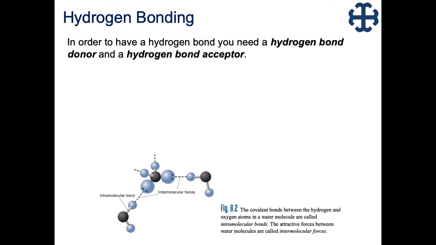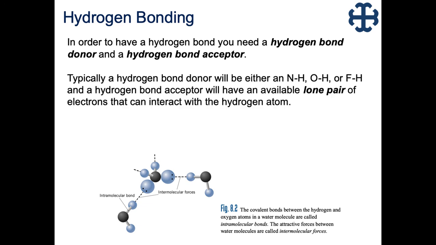So something to consider, in order to have a hydrogen bond, we need a hydrogen bond donor and a hydrogen bond acceptor. And so your hydrogen needs to be bound to an oxygen, nitrogen, or fluorine in order to be a hydrogen bond donor. So you need NH, OH, or FH. But to have a hydrogen bond acceptor, you just need an available lone pair. So anything with a lone pair of electrons on it can form a hydrogen bond as a hydrogen bond acceptor through the lone pair. So in this case, this molecule is our hydrogen bond donor. This molecule is our hydrogen bond acceptor. Okay.